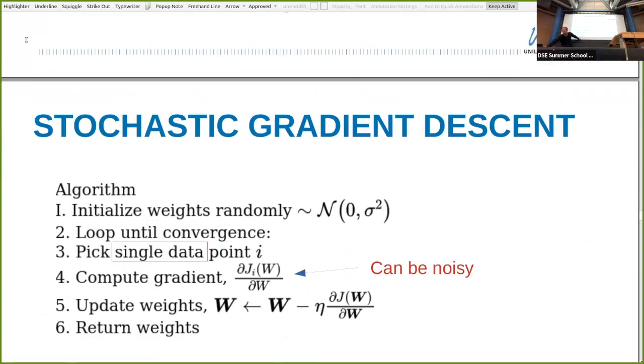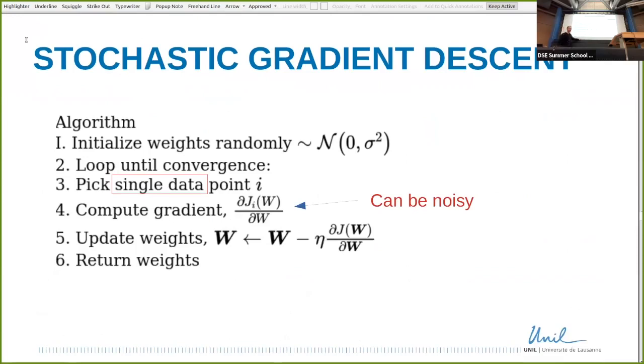So what can you do alternatively? You could say, I don't want to do this enormous sum. Let me just randomly pick a single point. We had the picture before. You compute the gradient at the single point. But of course, this would be noisy. It would probably lead you anywhere.